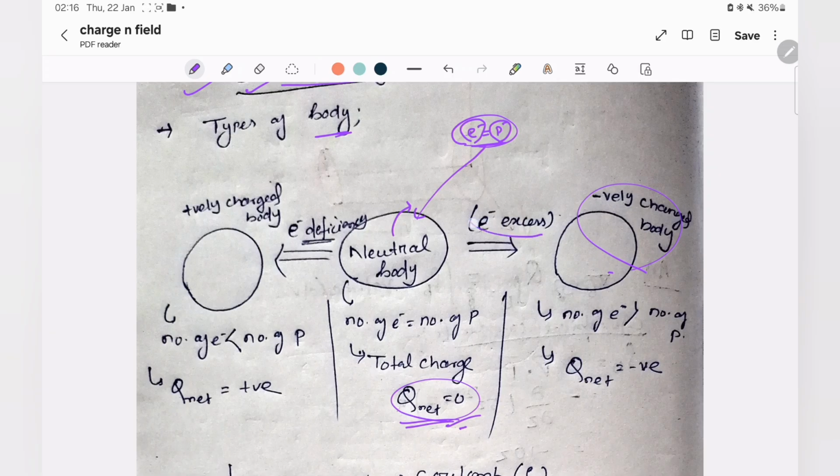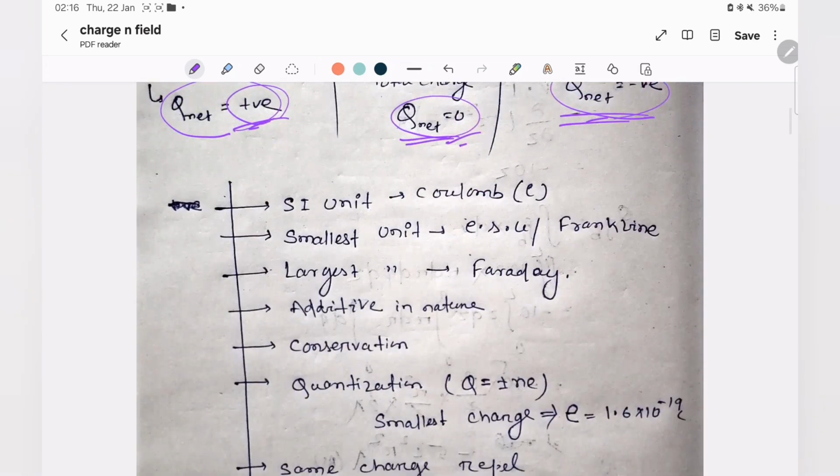Now if we give excess electrons to the neutral body, then we get a negatively charged body, in which the number of electrons is more than the number of protons. That's why Q net is negative here. Now if we extract some electrons from the neutral body, then we get the positively charged body, in which the number of protons is more than the number of electrons. So here Q net will be positive.